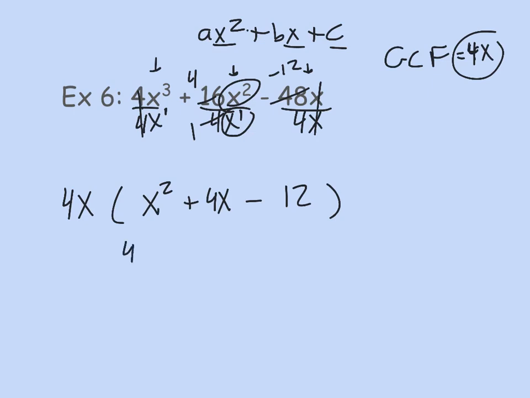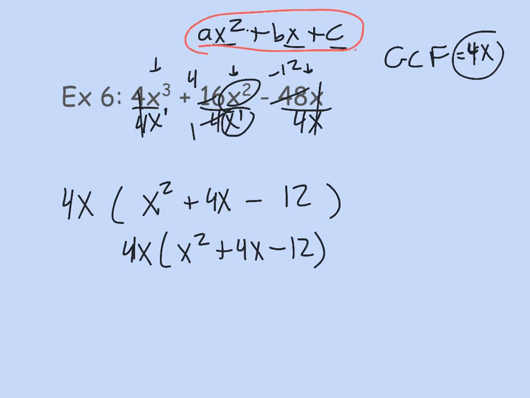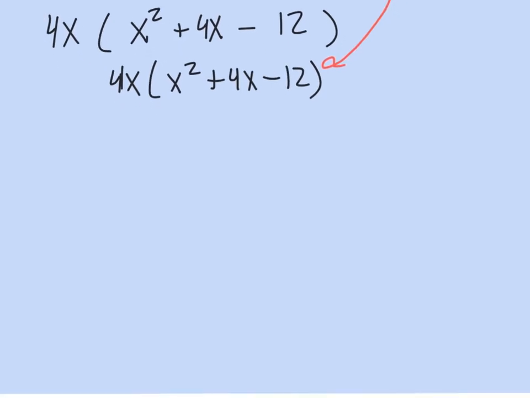So now I have this, 4x times x squared plus 4x minus 12. And now we have that form of ax squared plus bx plus c right here in the parentheses. So I'm going to factor that again. So this one's a little bit tougher, but you guys can do it. I'm not going to worry about the 4x till the end. I'm just going to worry about the 1x squared. I'm going to take that 1 and multiply it by negative 12. So we're going to do that little x method here, and I need them to add up to 4.